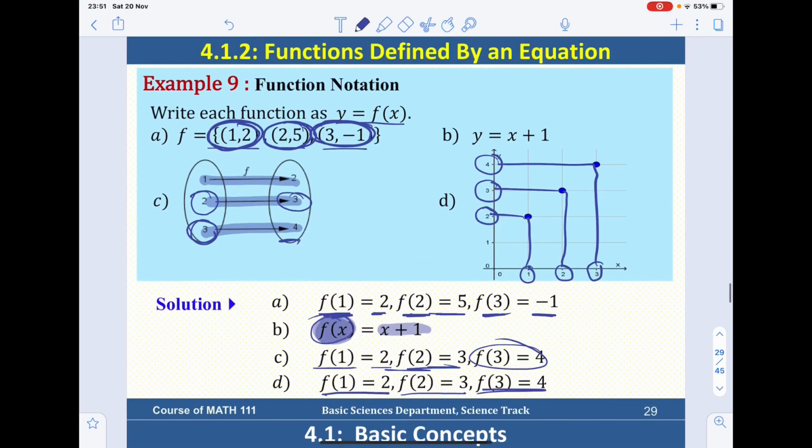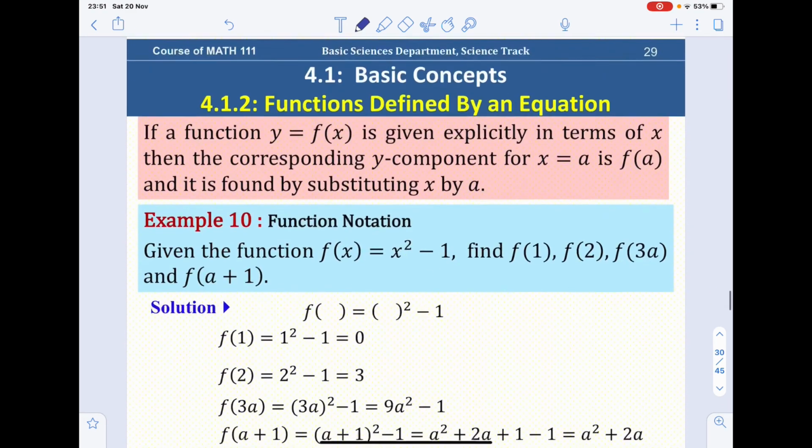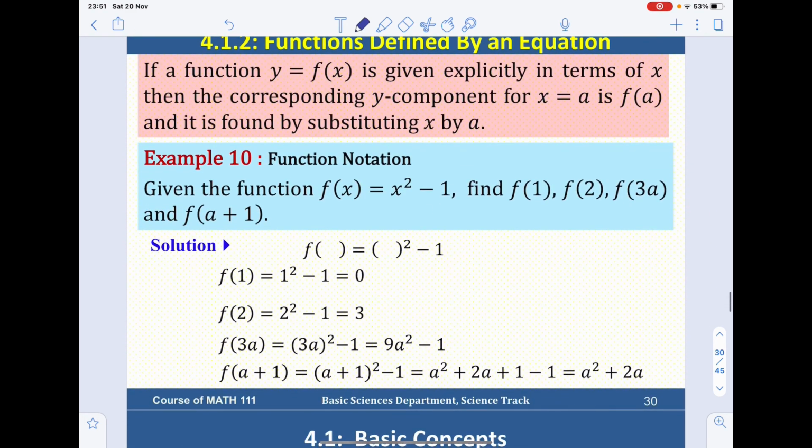Okay, so this is what we call the function notation. Now, if a function y equal f of x is given explicitly in terms of x, then the corresponding y component of x, which is, for example, a, is f of a. So we don't have to write the y component as y, we can write it as f of a, and it's found by substituting x with a.